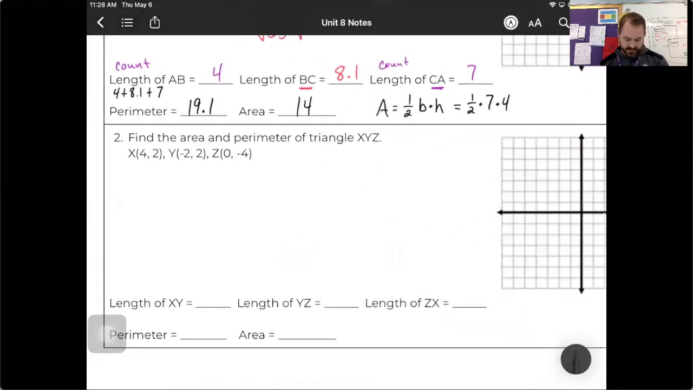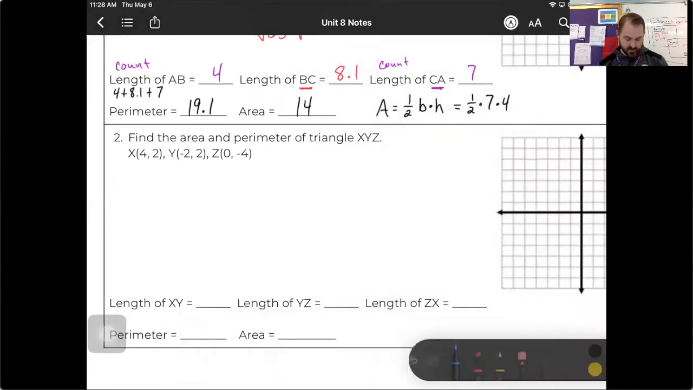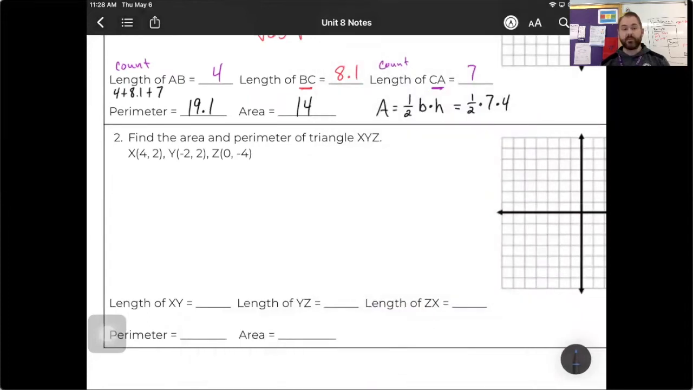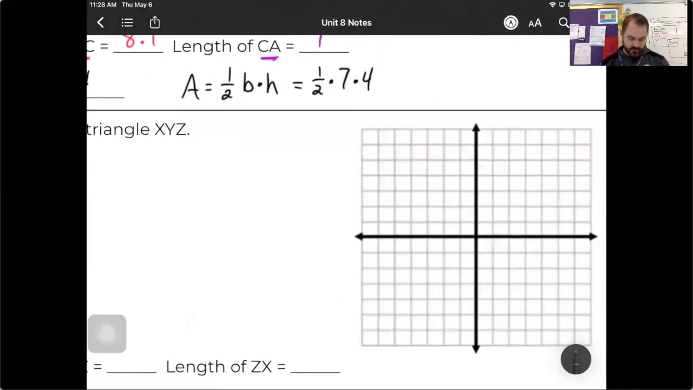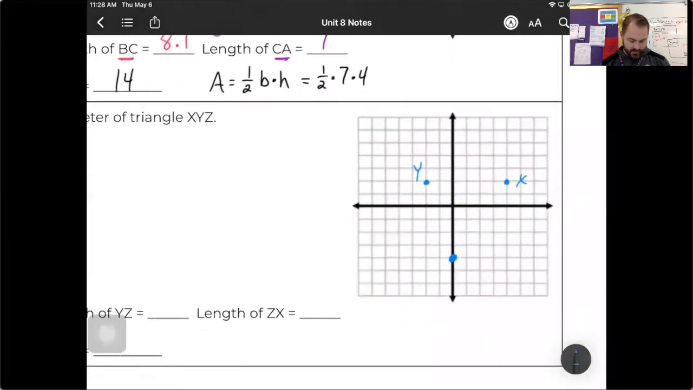Number 2, same idea, we've got another triangle. Want to plot the points X, Y, and Z. X is at 4, 2. Y is at -2, 2. And Z is at 0, -4. That's on the y-axis down here at -4. So when I graph these lines and I get this triangle, you should notice this is a little different than the previous example.